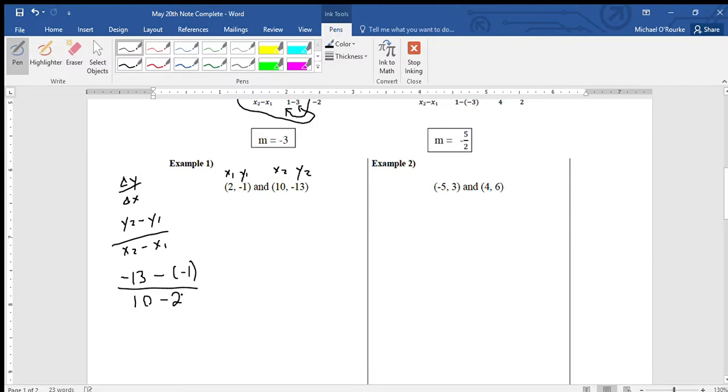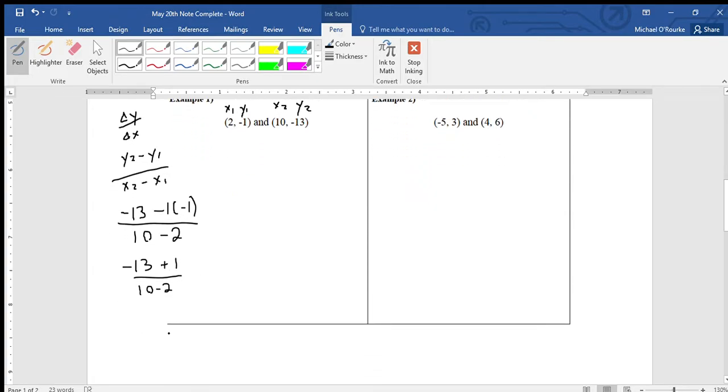minus 2. Now here, I'm going to rewrite this one first. So kind of imagine as a negative 1. We're going to multiply it. So negative times negative is a positive. Okay. Over, I'm just going to read 10 minus 2 there. So that is negative 12 over 8. And then we reduce it from there.